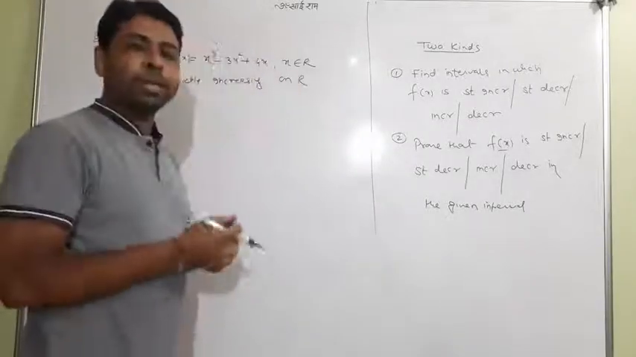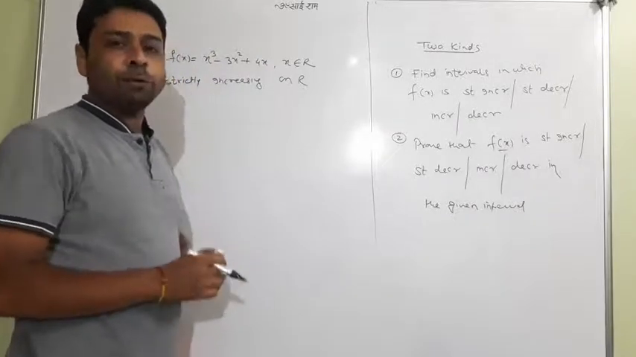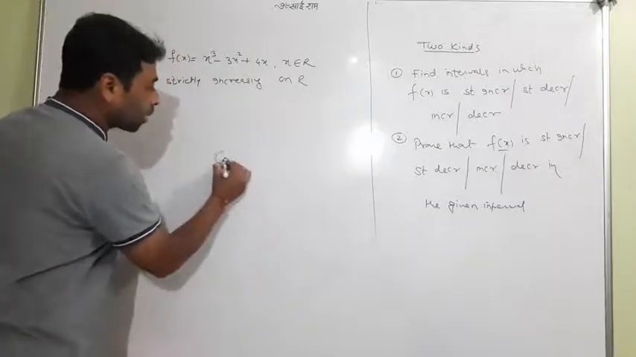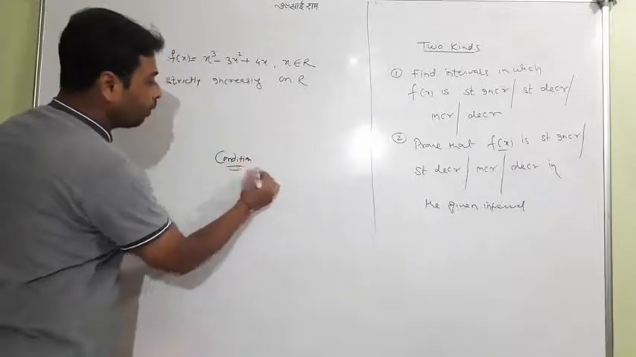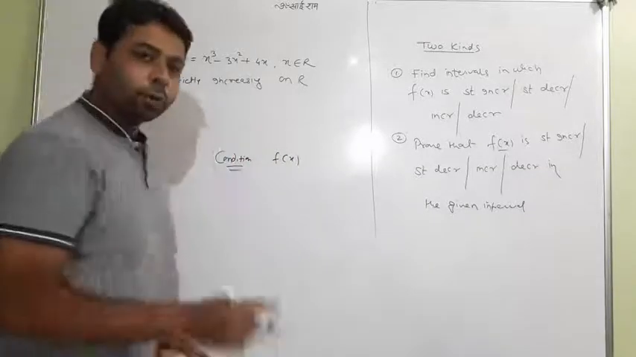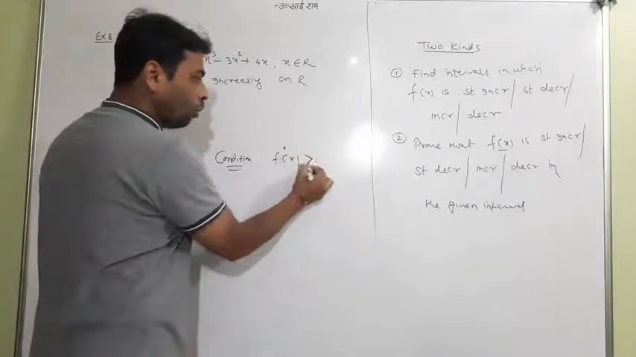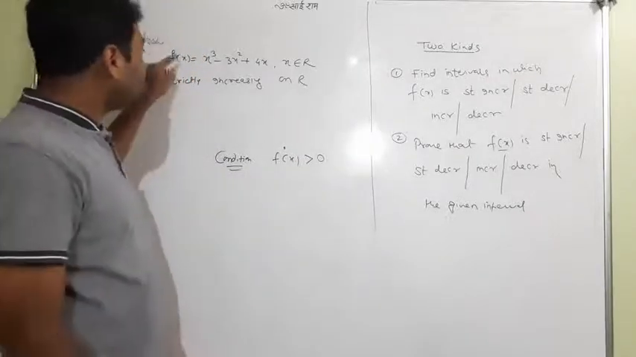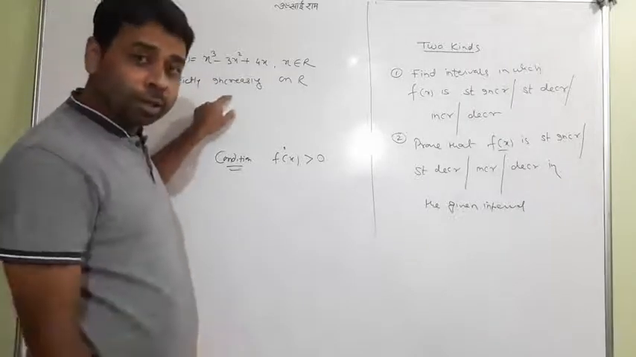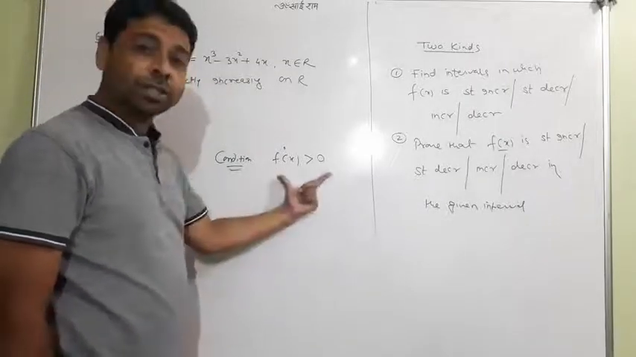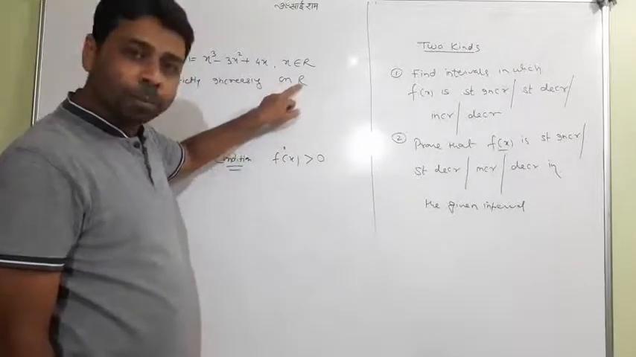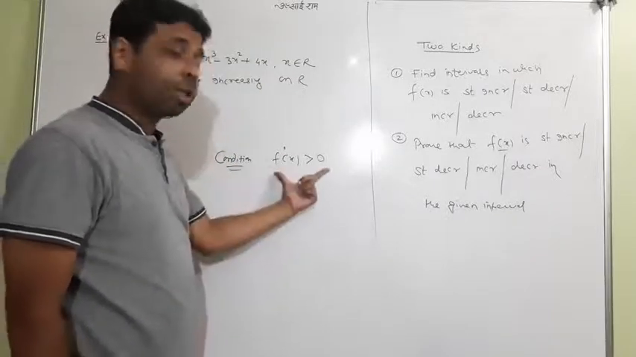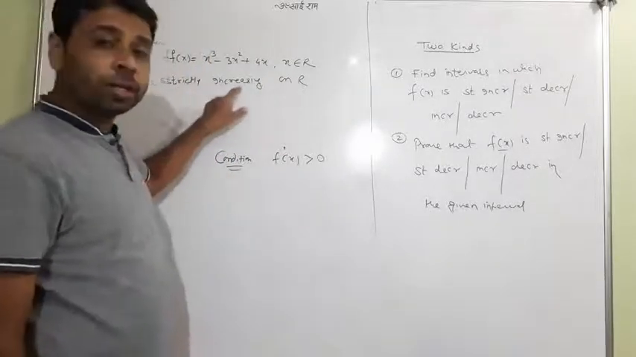So how to show? Let me explain. Very simple thing. When a function is strictly increasing, just try to know the condition. When a function is strictly increasing, you should know f dash x is always greater than 0. This is the condition of strictly increasing. Meaning we have to show that f dash x is greater than 0 on the set of real numbers, meaning for all real numbers this condition must hold. This condition will imply that the function is strictly increasing.